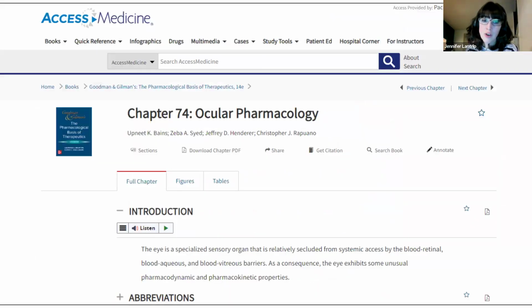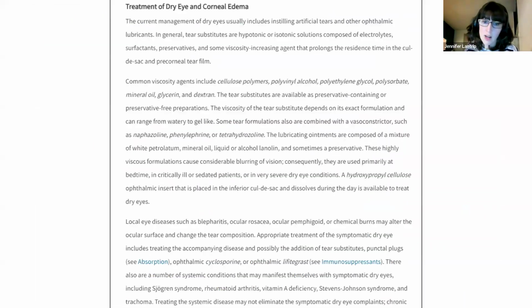Last of all is AccessMedicine, which has many medical textbooks, among other useful resources. I searched for dry eye and found this section on ocular pharmacology in the book Goodman and Gilman's The Pharmacological Basis of Therapeutics. It discusses treatments for dry eye and corneal edema.